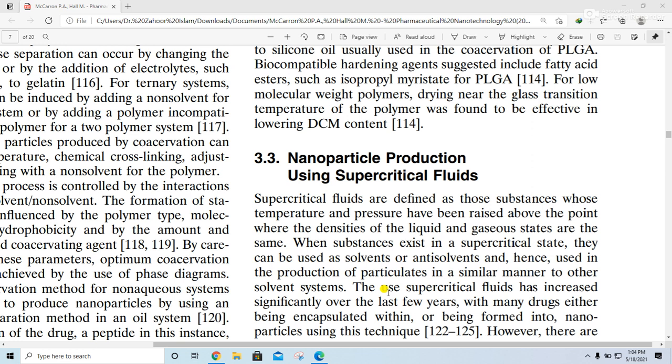This lecture is related to nanoparticle production using supercritical fluids. Actually, these are fluids whose temperature and pressure are elevated and raised above the point where the density of the liquid and gas states is the same.